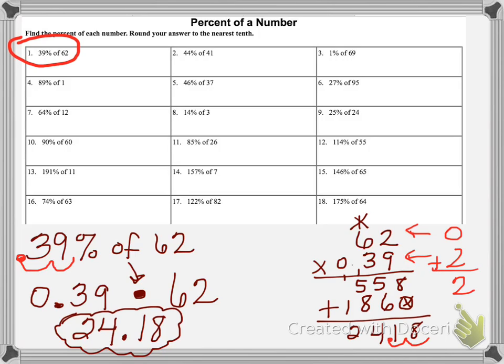Now remember, we said that our answer should be around 31. Now remember, 50% is more than 39%. So that means that 31, which would be half of 62, should be more than whatever our answer is for 39%. So 24 and 18 hundredths seems reasonable because it's less than 31. Let's take another example.